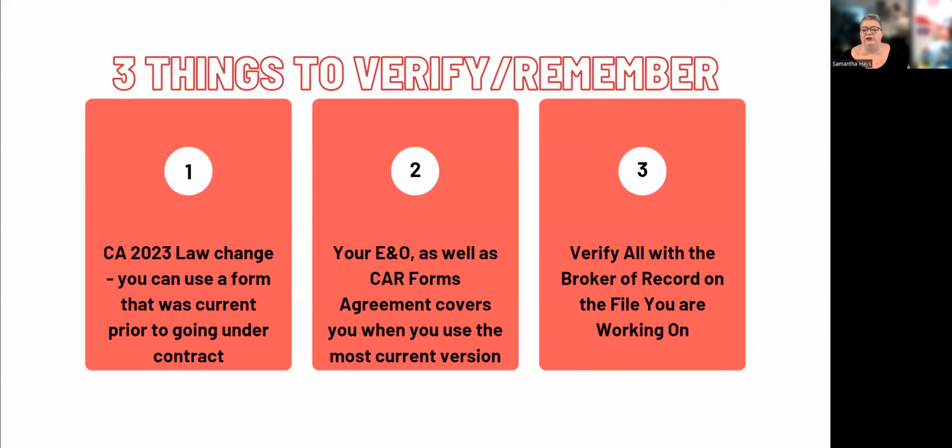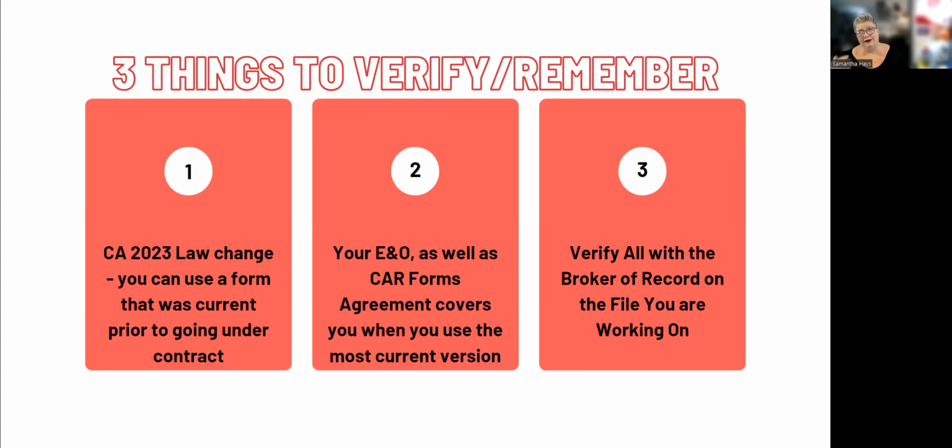Before we get started, I want to make sure you think about these three things. One, the CA law changed in January of this year. It stated that if a form was created or a document was done prior to going under contract and the form has been revised, you can still use that form. So that means if you had last year's TDS because you've had a longer listing and didn't do the update per California law, currently you can use that form. But the problem is, right now, your E&O and CAR forms typically don't cover you unless you use the most current version of the form.